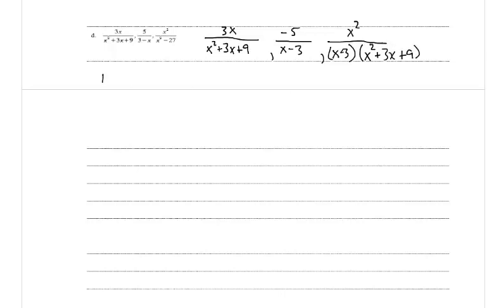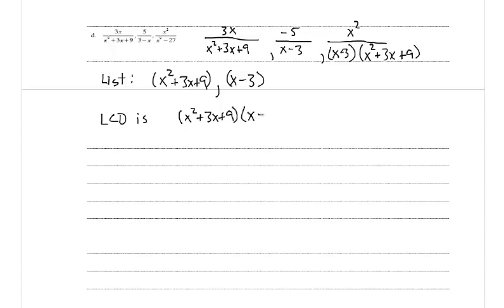So let's start a list. So our list begins with the first denominator, which is x squared plus 3x plus 9. The second denominator isn't in the list yet, so x minus 3 goes in our list. And now the last denominator has an x minus 3, which we already have in our list, and an x squared plus 3x plus 9, which is also already in our list. So our least common denominator is x squared plus 3x plus 9 times x minus 3.